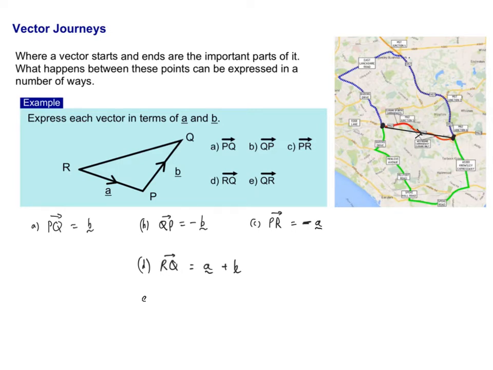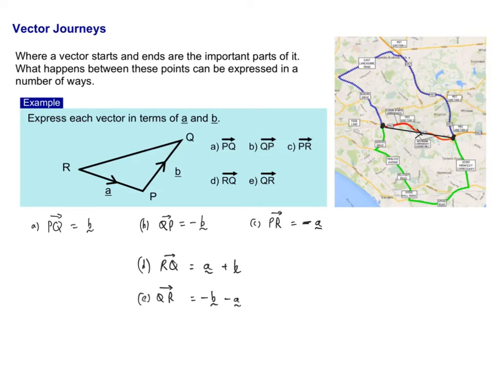QR. Well, to get from Q to R, again, this is out of order. I can't use this line here. I have got to go backwards through B, and then backwards through A. So I have got negative B, negative A. Now, the connection between these two vectors, RQ and QR, is that they are the same vector, just this is in the reverse order from that.